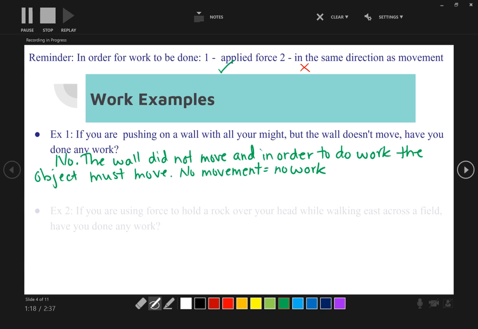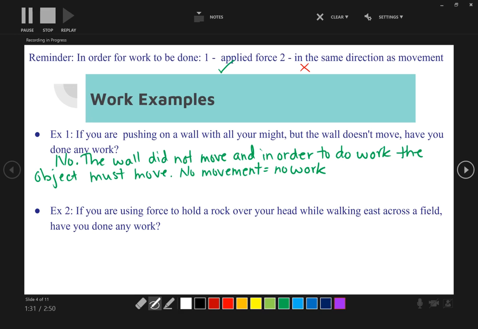Let's take a look at a second one. If you are using force to hold a rock over your head while walking east across a field, have you done any work? So let's take a look at our reminders. Is there an applied force? Yes. Okay. Is it moving in the same direction? So if you're holding a rock over your head, your applied force would be going up, but you are walking east. So no, the force is not acting in the same direction, so no work is being done.